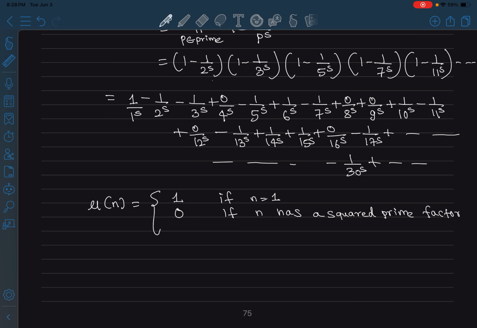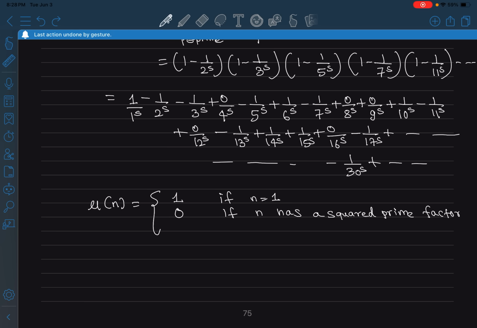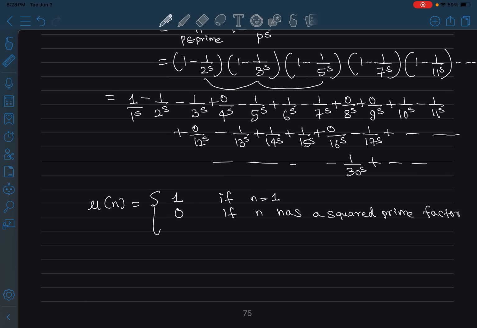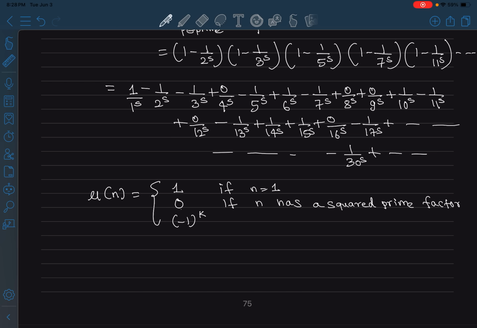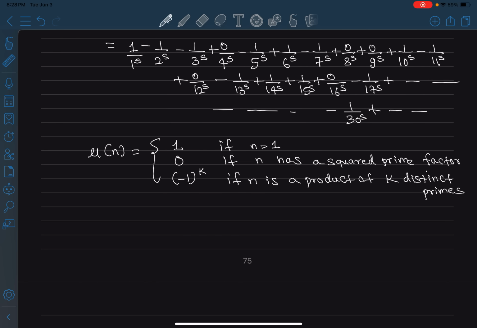But again, for that, let's say if we are using two distinct prime factors, let's say 2 and 3, then we will have a positive sign. But if we are using, let's say, three distinct prime factors, we will have a negative sign, right? So this sign actually depends on how many prime factors are used, right? So this will capture the phenomenon. Basically, if k is even, then that's 1, but if k is odd, then that's negative 1, right? So negative 1 to the power k if n is a product of k distinct primes.